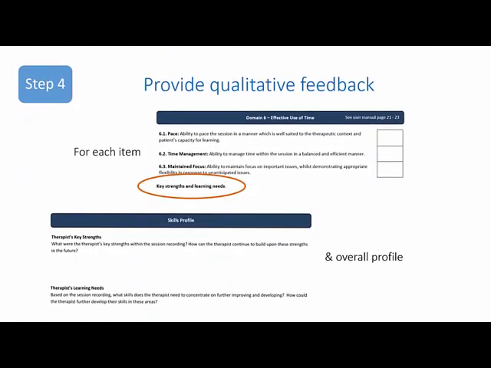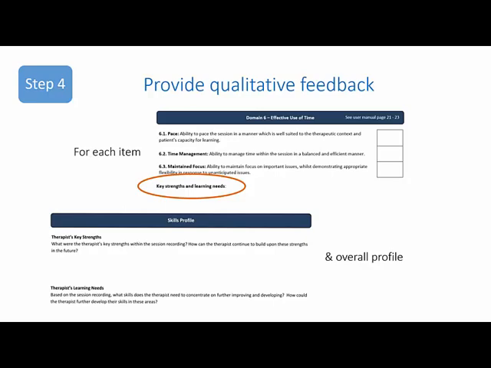Now that you've finished the numerical ratings, the qualitative feedback needs to be completed for the therapist. Now, this particular training session focuses on thinking about numerical values provided with the scale, but obviously the qualitative feedback forms a really crucial part of the formative learning process and is really where your skills and experience as an assessor and/or supervisor really come to fruition.